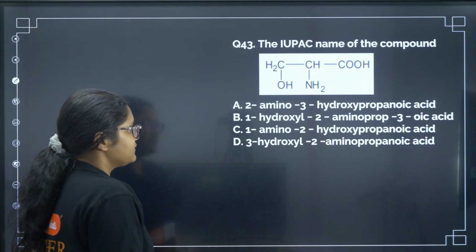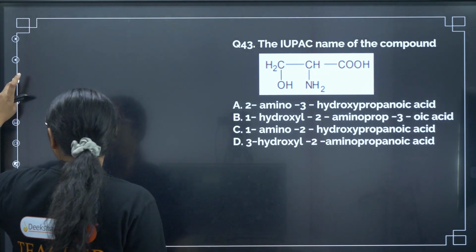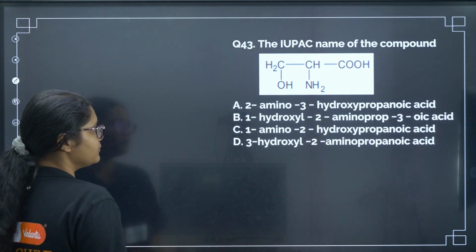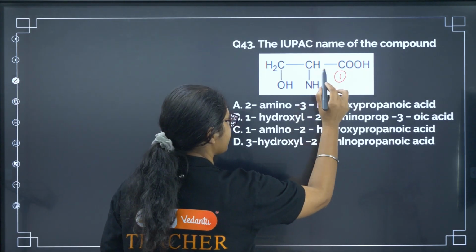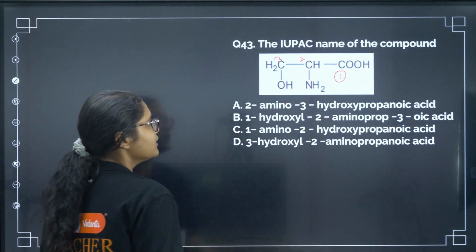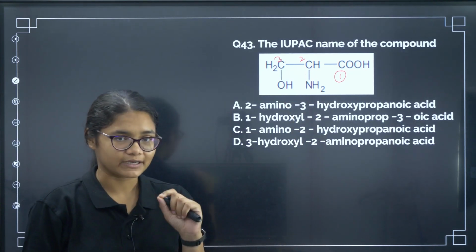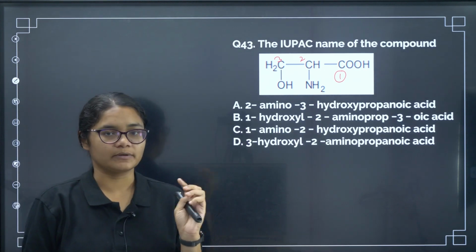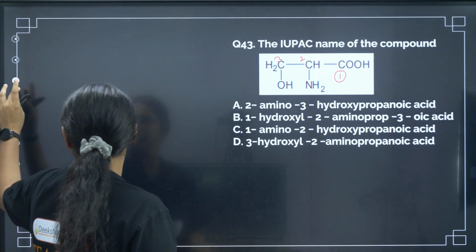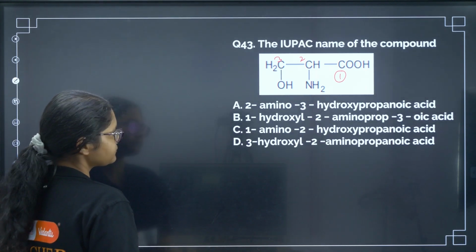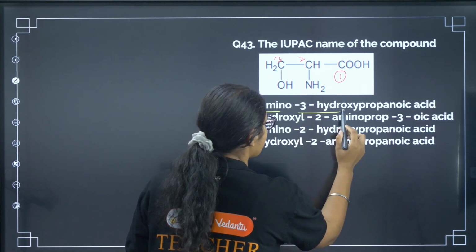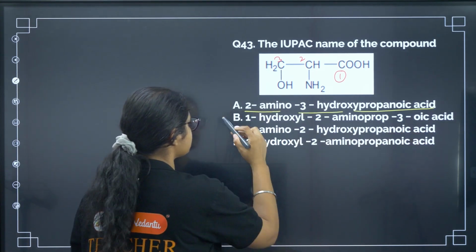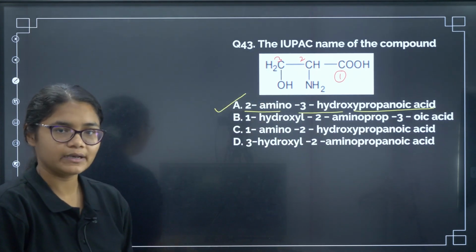Next, the IUPAC name of the compound. Okay, so here first of all you should know the priority group. This is CHO, which has to be first priority, then second, then this one, right? So what is the functional group attached on the second carbon? That is the amino group, and the functional group attached to the third carbon is the OH group. So the correct answer for this question will be 2-amino 3-hydroxy propanoic acid. Okay, so the correct answer for this question is option number A.